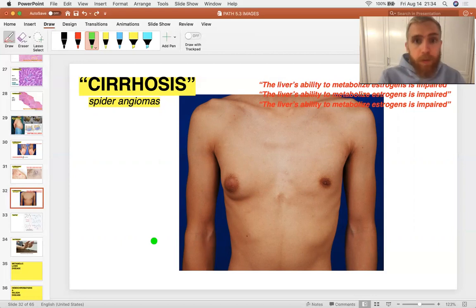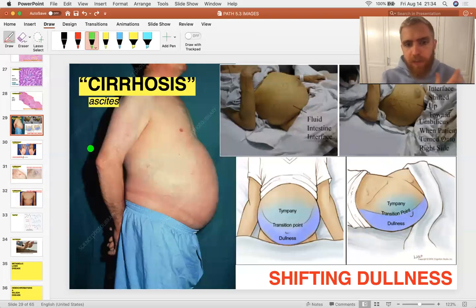Now, there's a lot of different things that can lead to a hormonal problem. Again, we'll get there next block. What you need to know is that cirrhosis leads to the liver being unable to metabolize estrogen. Here is ascites. You see that big swollen belly, a good degree of vascularity there.